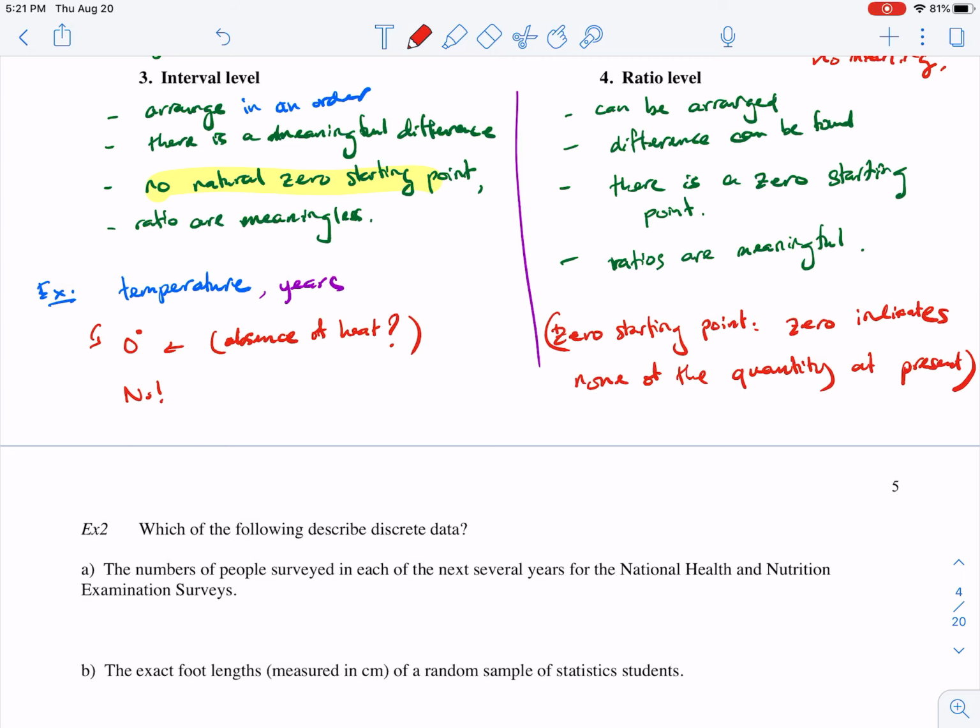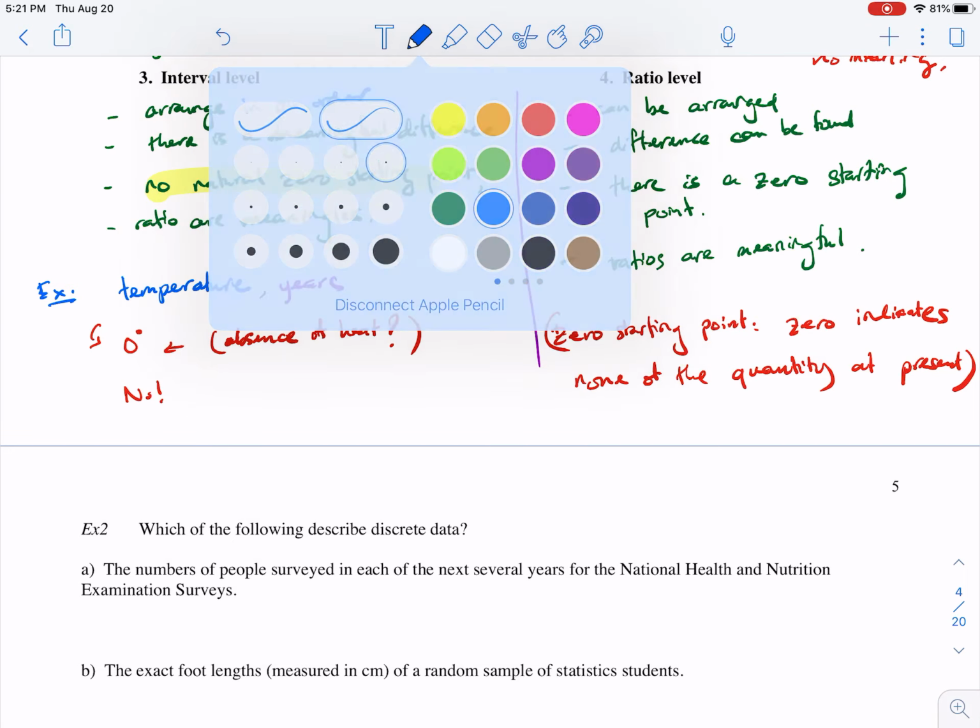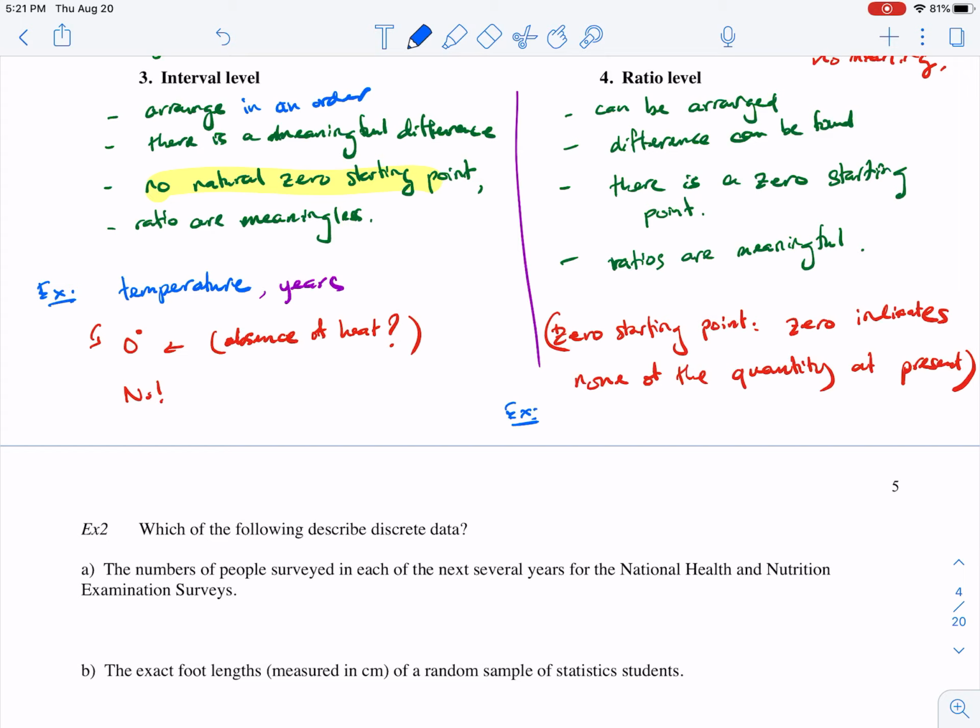An example of this would be height, or class time. These are all examples of ratio level. We can arrange the heights, and we can take differences between heights. If someone has zero height, it means there's no height, it's ground level, right? And then we can take the ratio of a female person's height to a male person's height. That ratio is meaningful.